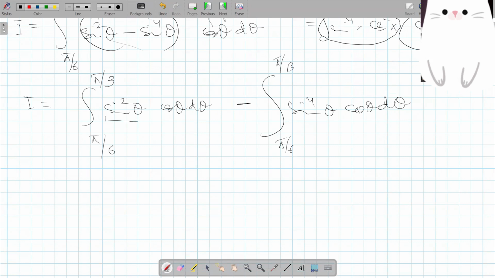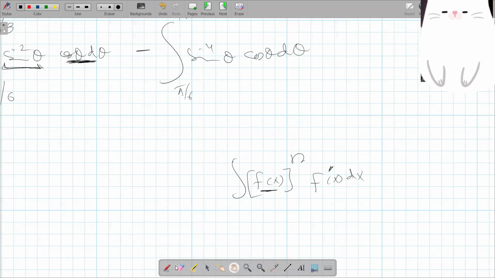Here, the base function is sine and its derivative is present here. So we can integrate directly by using reverse chain rule. You can integrate whenever there is a derivative available. This is the general power rule. Whenever there is some function with a power, and the derivative of the base function is available here, you can just integrate by adding 1 to the power and dividing by the new power.